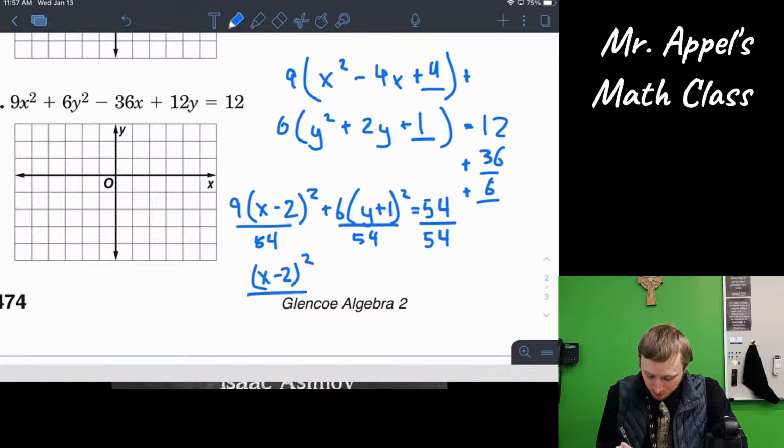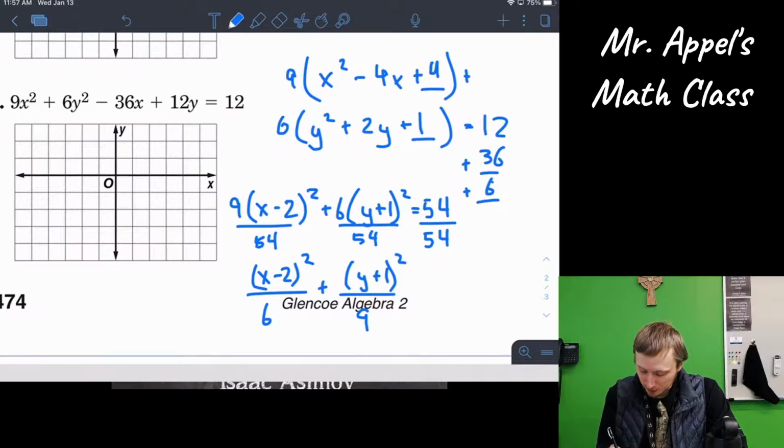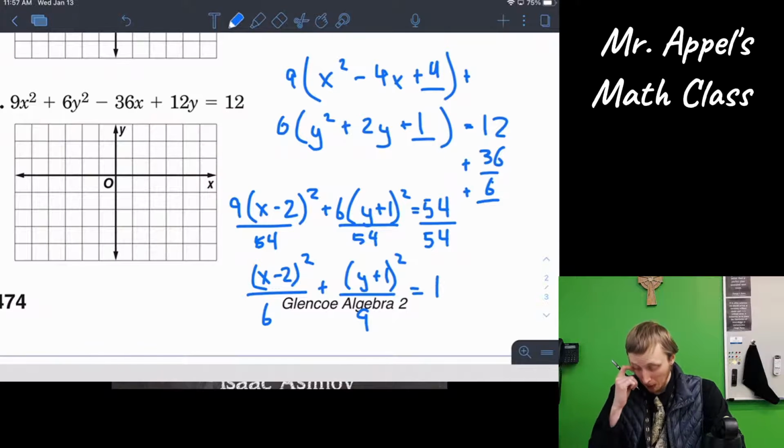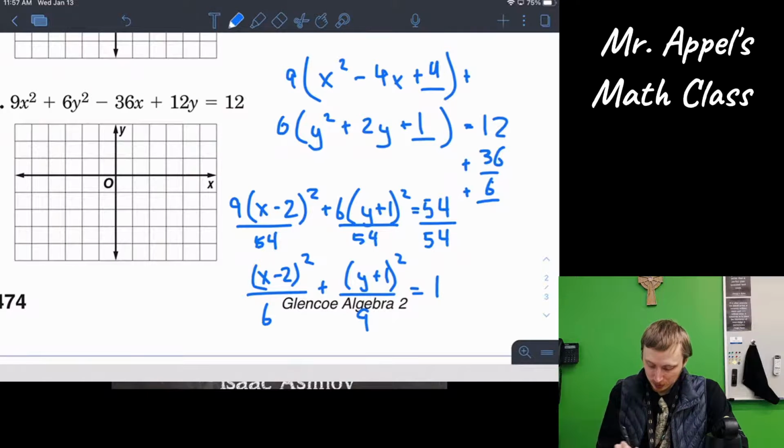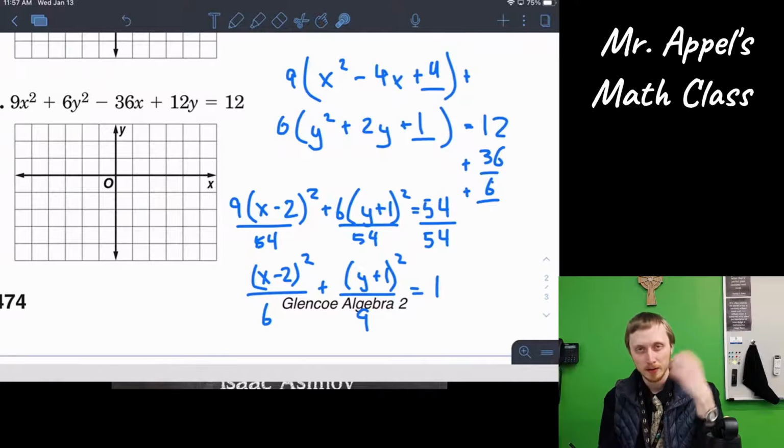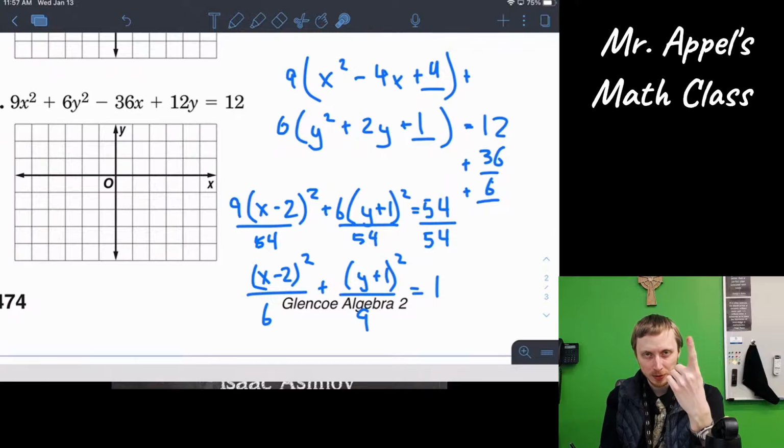x minus 2 squared divided by 6, plus y plus 1. 54 divided by 6 is 9. Forgot my squared there. Equals 1. Okay, ignore the Glencoe Algebra 2 bit in the way, but there is my final form of my ellipse equation. So we can read off 3 things. The center point, major axis, minor axis. That's all we need.